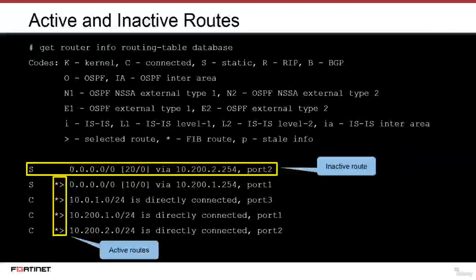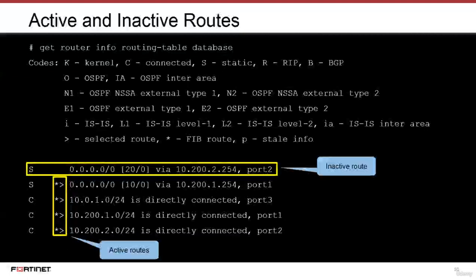If you want to display standby or inactive routes, use the CLI command shown on this slide. In this example, you can see that the command shows one standby route. The route is standby because the default route over port 1 has lower distance. The output also shows inactive routes.